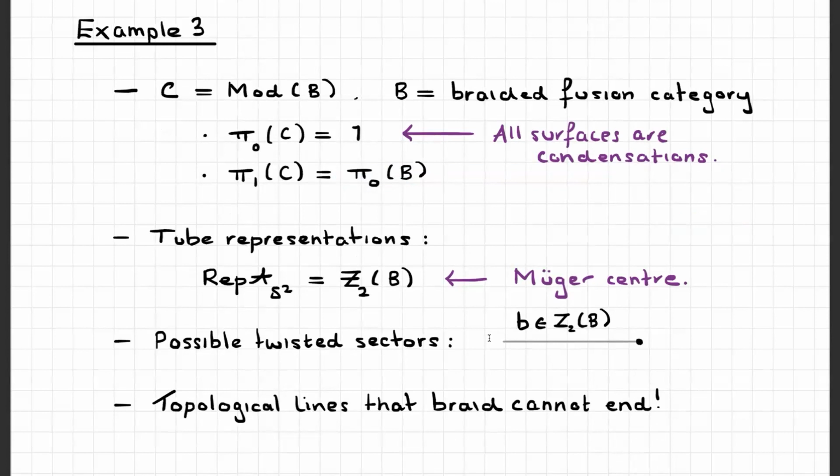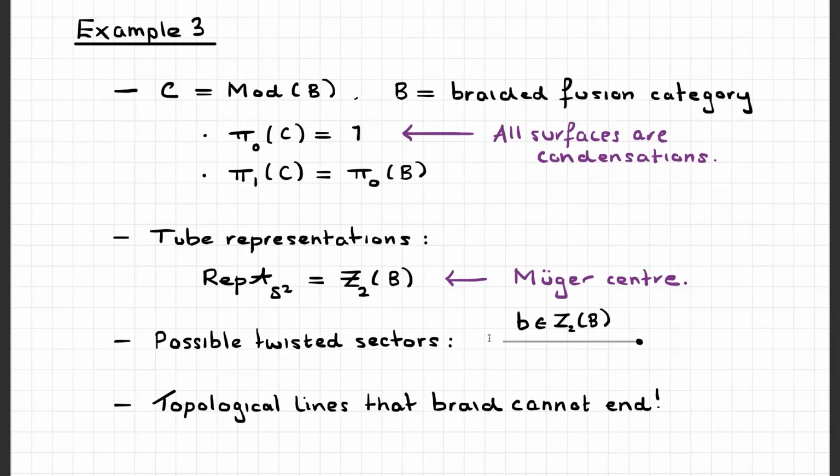Okay, here's another example that's non-invertible but in a different way. You can take your fusion 2-category to be modules or module categories over a braided fusion category B. So this is the case where all the action is coming from lines and all of your surfaces are condensations. And the 2-representations in this case are very simple indeed.